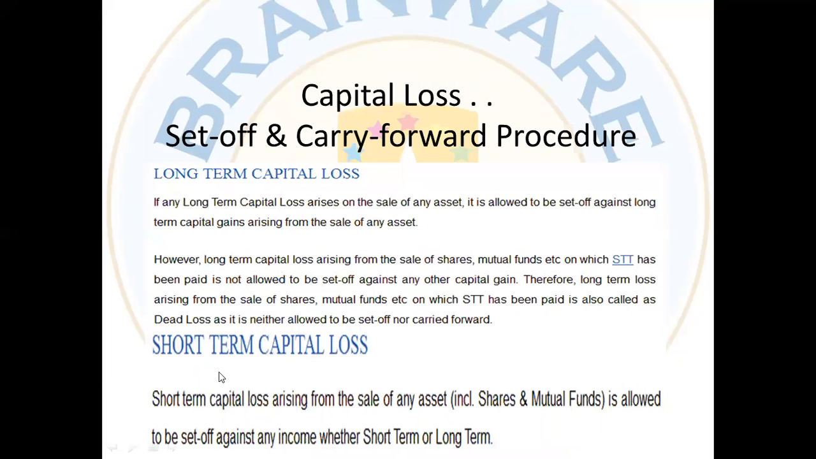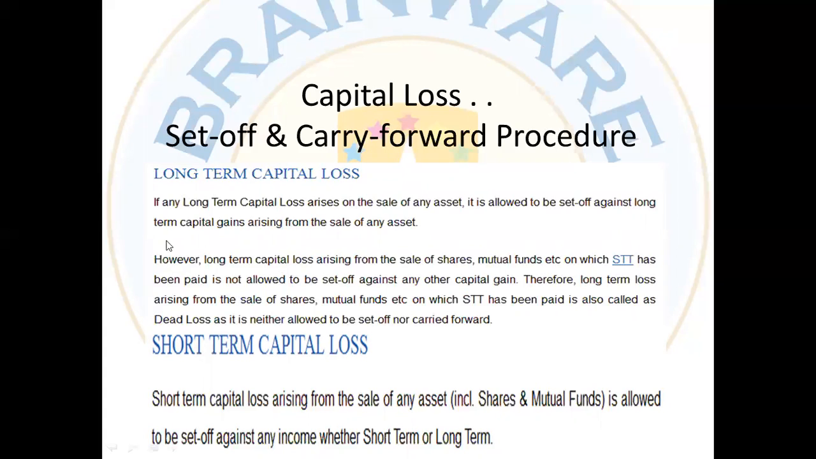Now, what will happen if you don't have any capital gain in a year, but you have a capital loss? That loss will be carried forward to the next financial year. That is known as the carry forward. So set off means you are deducting, balancing or minimizing your loss against gains under the same head. And carry forward means if you don't have gains under the same head to minimize or nullify the loss, you go to the next financial year for the carry forward procedure.